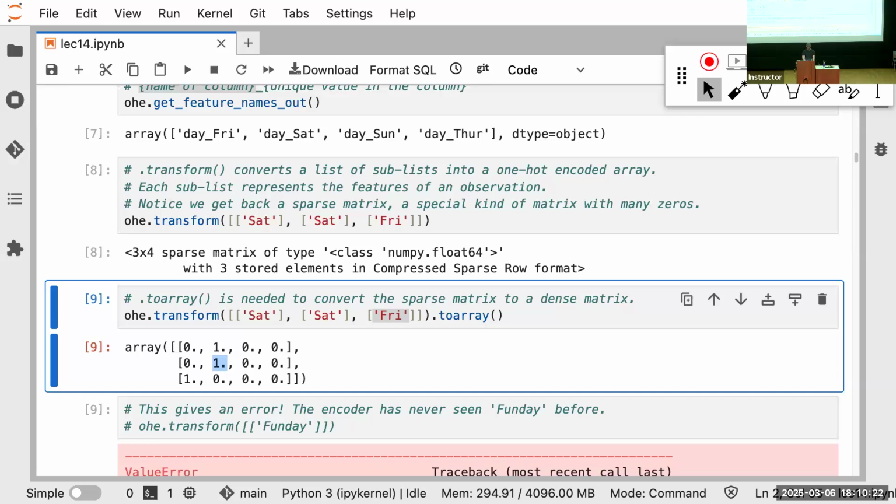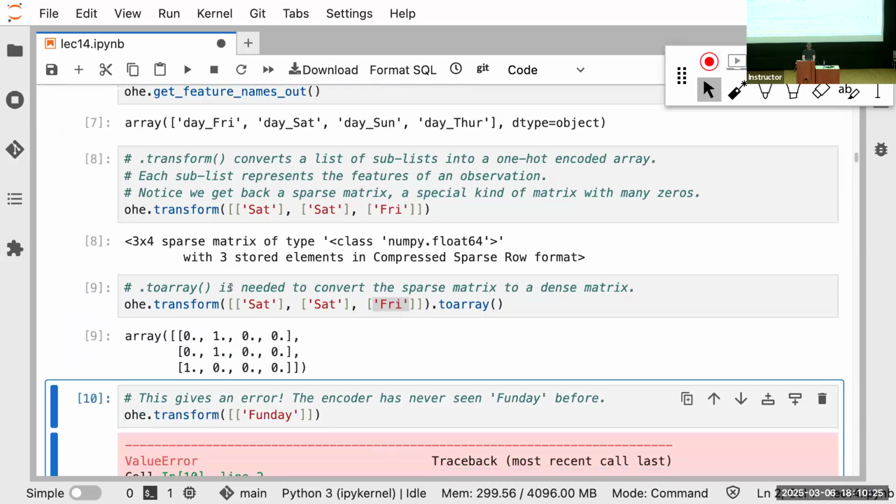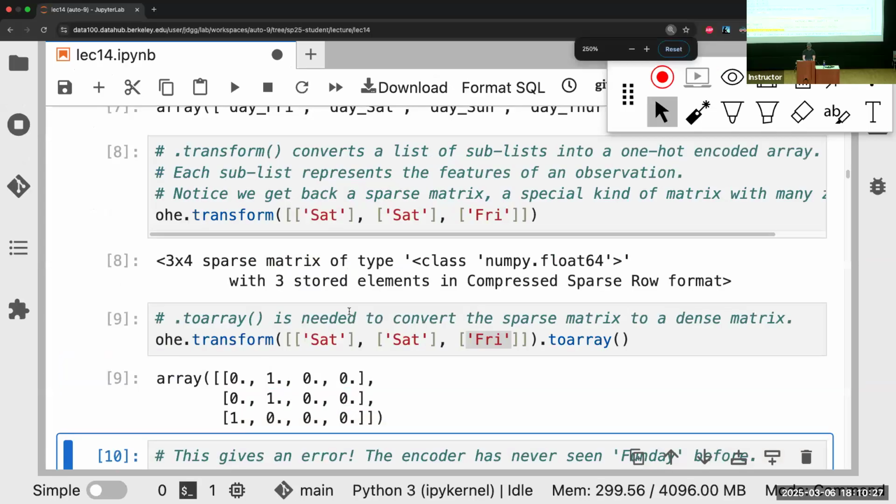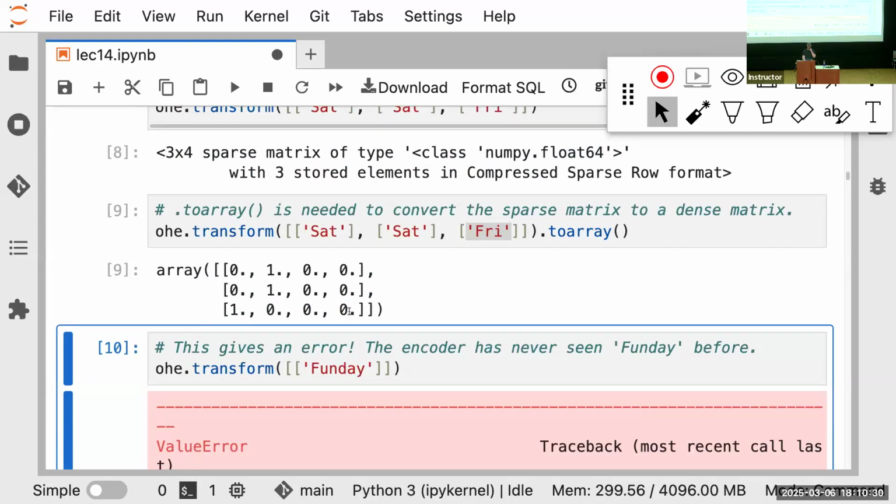Now notice, if I try to use this OneHotEncoder on a value that it hasn't seen before, like Funday, or even Monday, or pick any day other than the 4 we're working with, we get an error. The OneHotEncoder has never seen anything like Funday before. It doesn't know how to handle it. And this might seem like a toy example, but you might imagine fitting some model to some data set that you have, and then applying it to a new data set, and that new data set might have categories you've never seen before. This happens all the time. And so you have to handle that on the back end. You have to think about how your OneHotEncoder is going to handle categories it's never seen before.